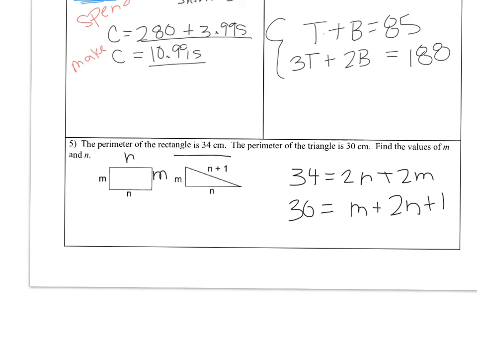So if I subtract 1 from each side, I'm going to get 29 equals m plus 2n. And now these two equations are going to make up my system of equations to solve.